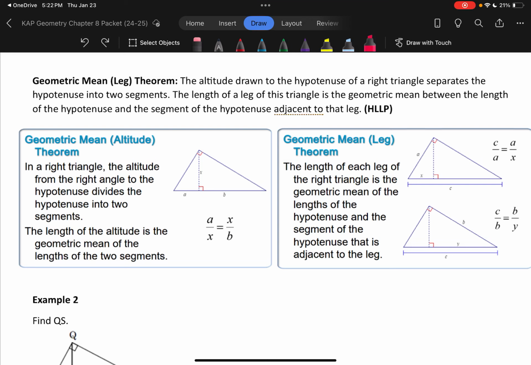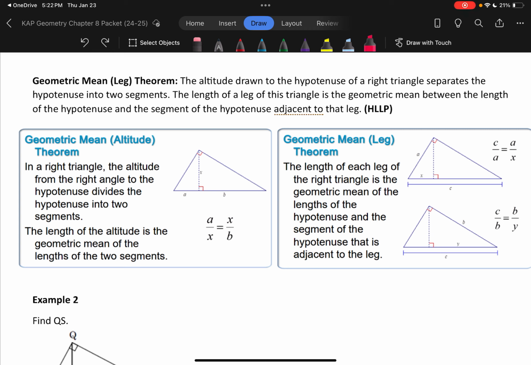Okay guys, so here is going to be part 2 of our notes 8.1. Part 2 is going to be us going over the shortcuts that we have for solving these similar right triangle questions. Anytime that you have an altitude drawn into the hypotenuse of a right triangle, we can use both of these theorems to find missing side lengths.